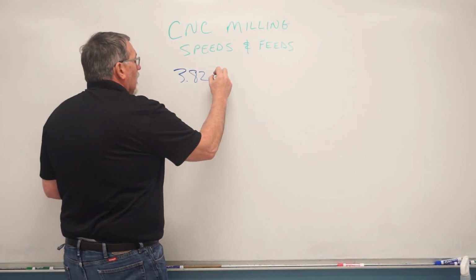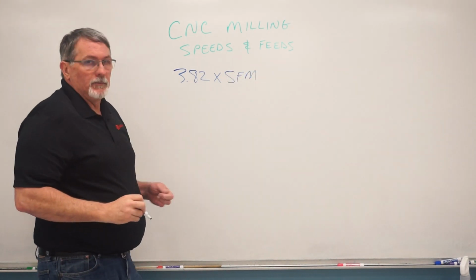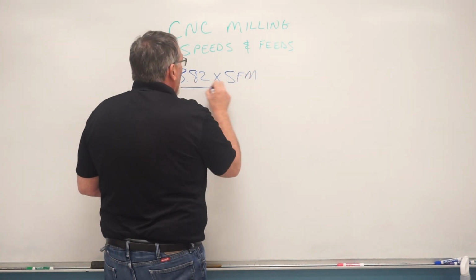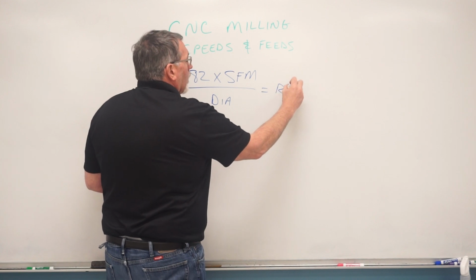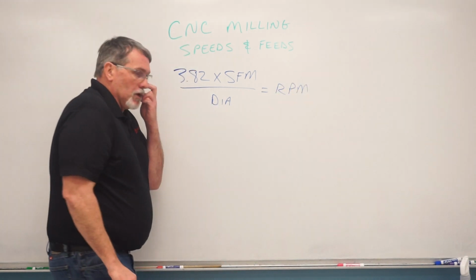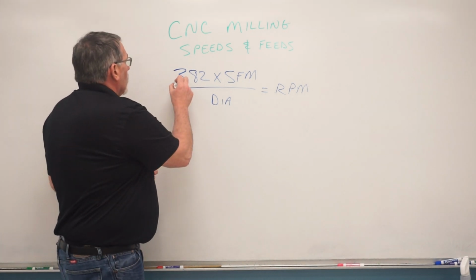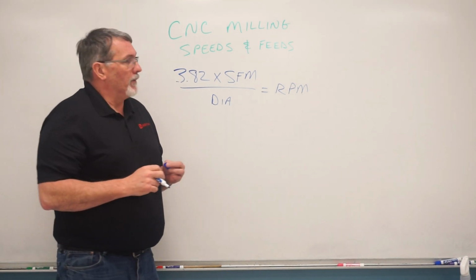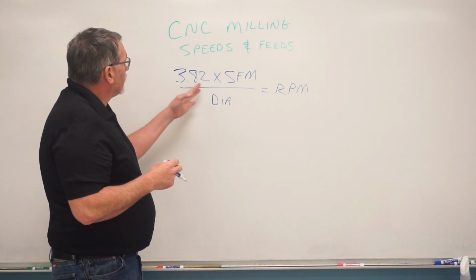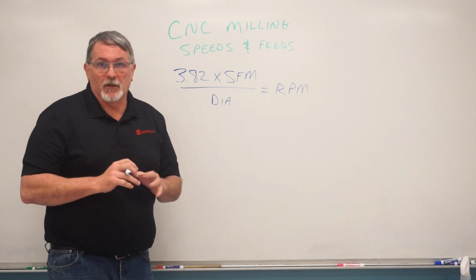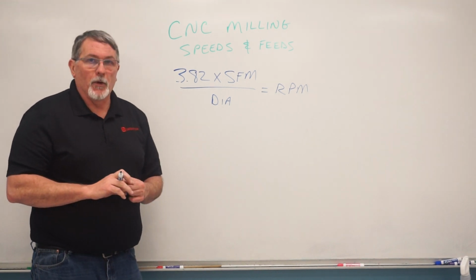3.82 times surface feet per minute divided by the diameter. That is going to equal our RPMs. So let's take a look at this for a minute. 3.82 has to do with the change from inches to feet, so it's 12 divided by pi. Don't worry about that. That's a constant. And that constant, we're always going to use 3.82.